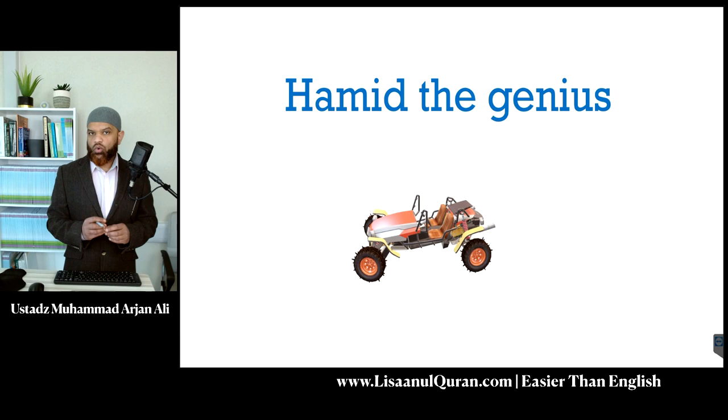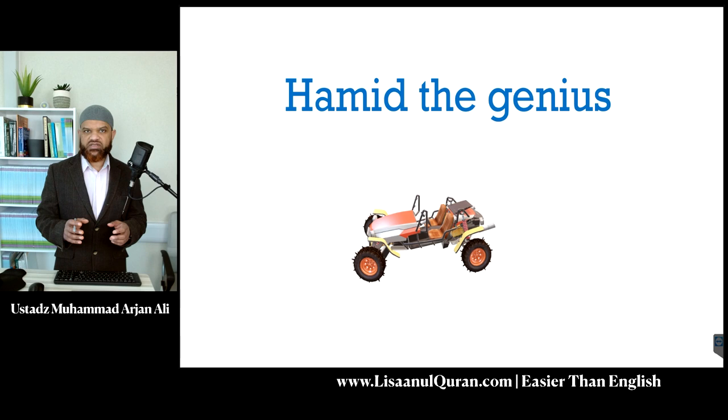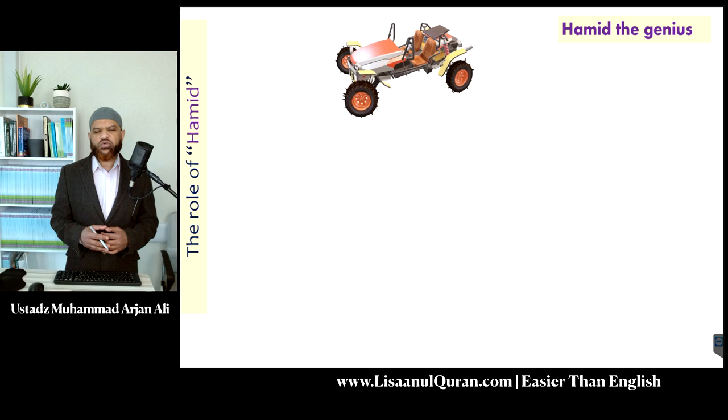In order to illustrate how an ism plays different roles in a sentence, let me share with you a story about Hamid the genius. Now, Hamid, he is a genius. He likes to invent things. One day, he decided he's going to build himself a car, a noble cause. This car was going to be used by him to drive to the mosque on the weekends. So he gathered some old parts together, bought some new parts, and started designing and building a specific car for driving to the masjid.